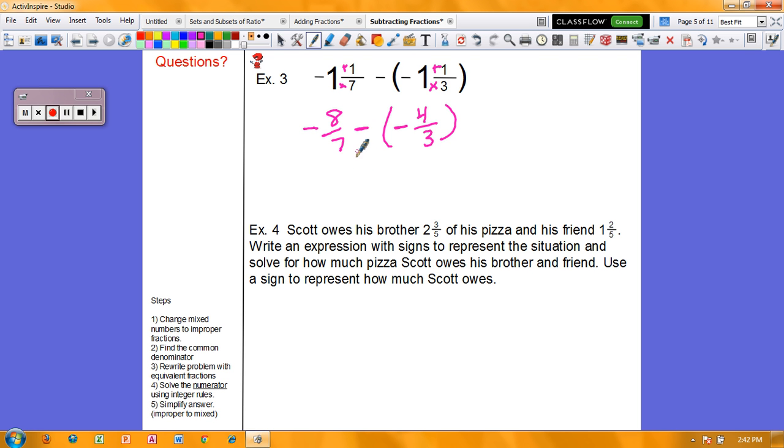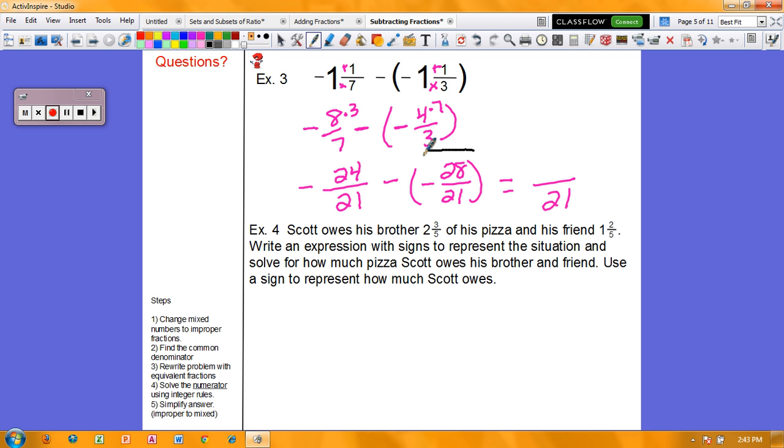We have to find a common denominator. Between 7 and 3, that would be 21. So I'll have a negative something over 21 minus a negative something over 21. 7 times 3 is 21. So we have to solve 8 times 3 to get a numerator of 24. 3 times 7 is 21. So we multiply the numerator by 7 to get 28. Now I'm only solving the numerator, so I leave the denominator as 21.